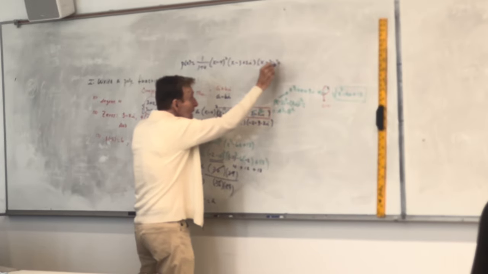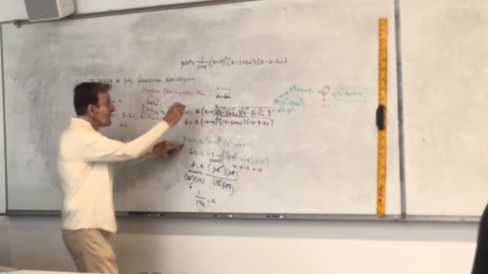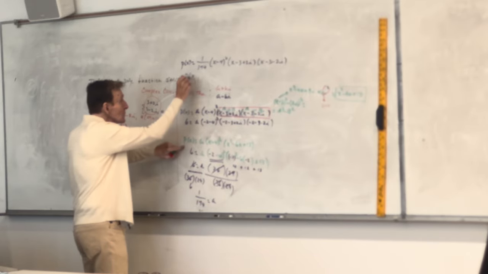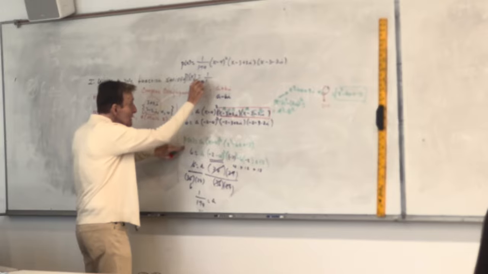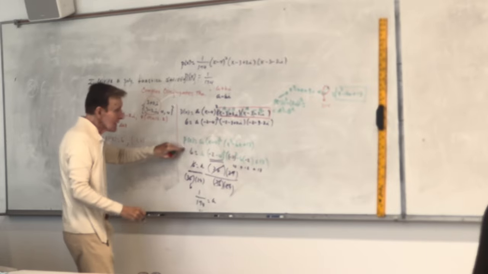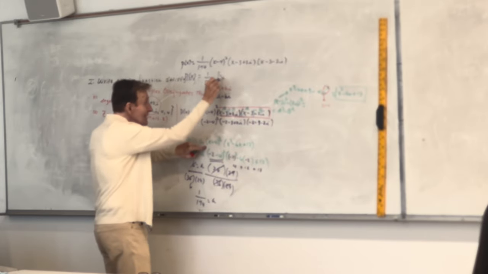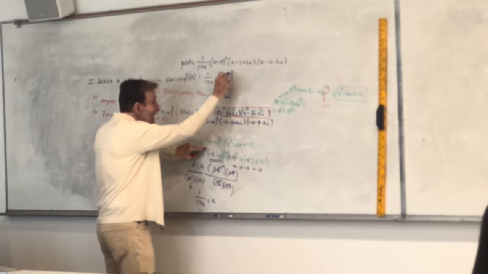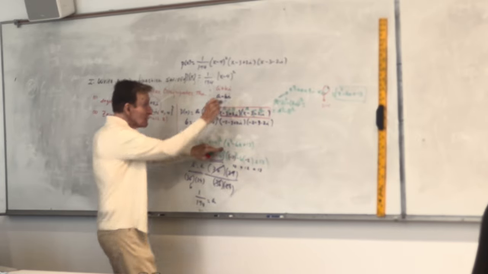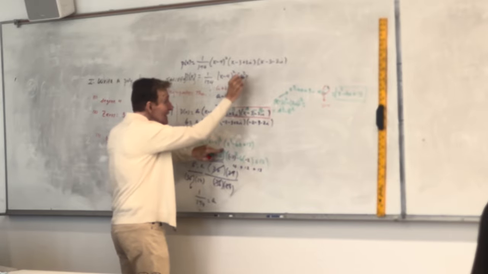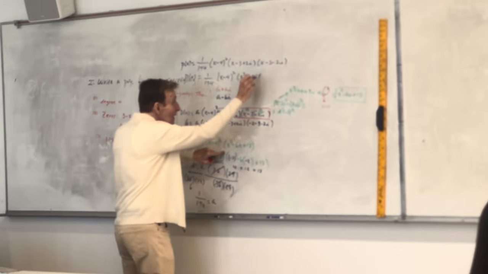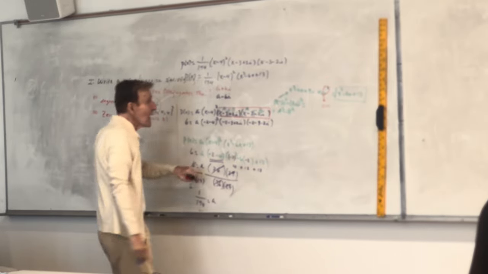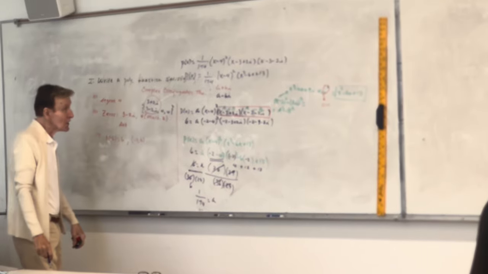If I say no, don't leave the i's, go down to the green and rewrite as P of x is equal to, again, 1 over 174. That stays the same. X minus 4 squared, and then x squared minus 6x plus 13. And there's the equation for the function.